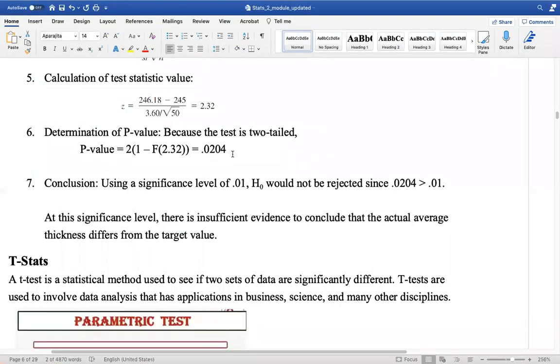Now with the p-value, is it less than 0.05 or greater than 0.05? This will be less than 0.05, right? So the conclusion is, using a significance level of 0.01, we would not. For a two-tailed test, we are taking 0.01 as the significance level.